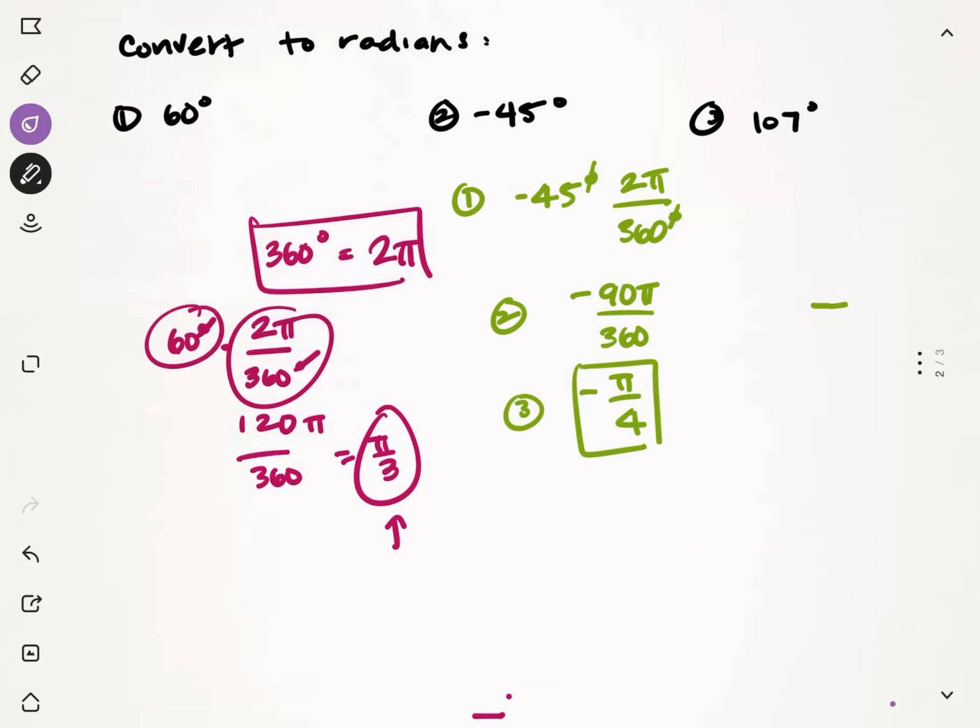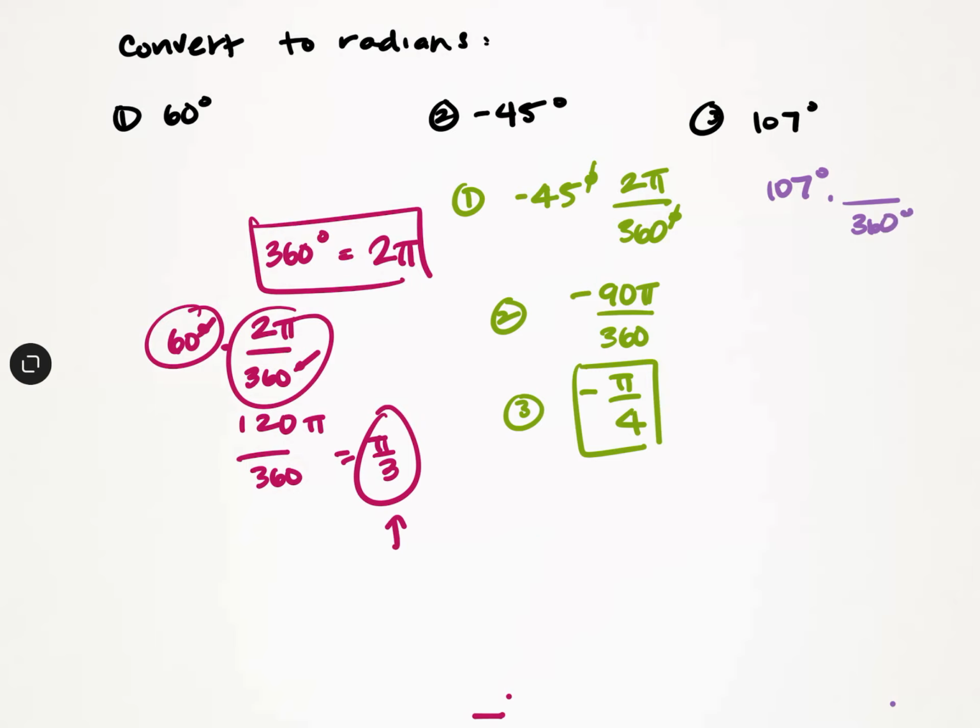Okay, last one. This time we have 107 degrees. Same idea, 107. We want it to cancel with the degrees in the bottom. All right, so 107 times 2 is going to give us 214 pi over 360.